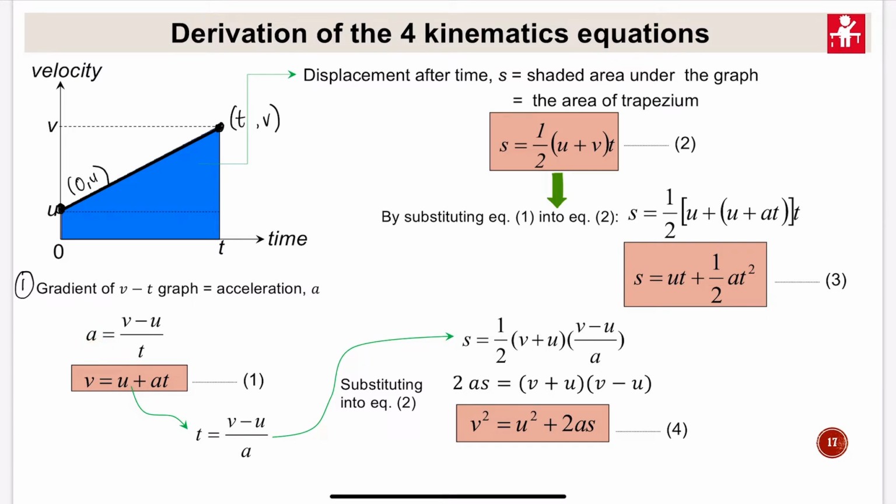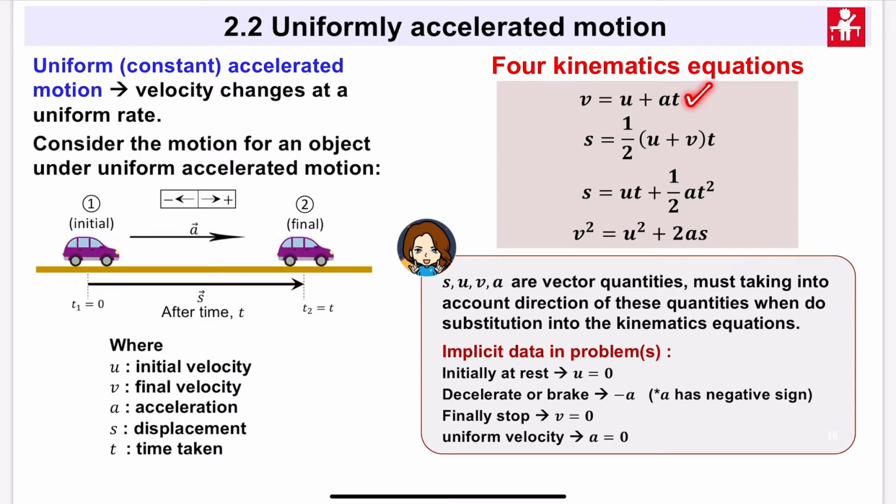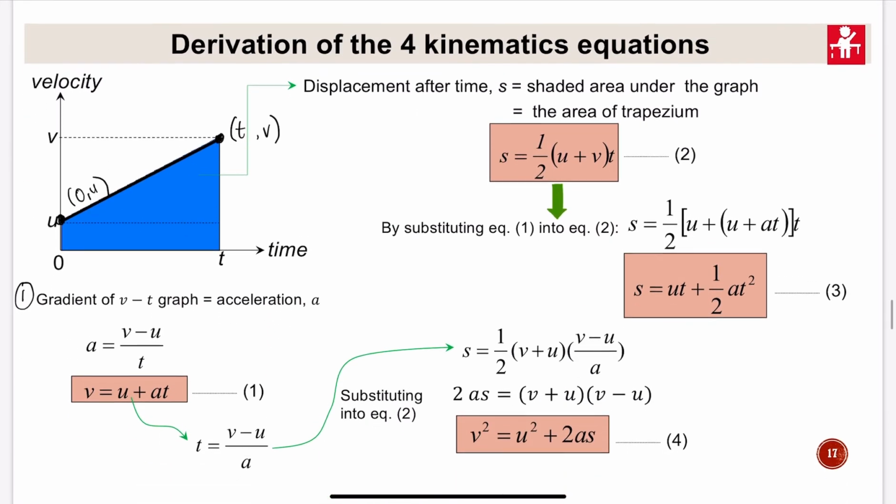Okay, so make v as a subject. Kita pindahkan t to the left hand side, and then u kita pindahkan to the left hand side will be plus. So v equals u plus at. That is the first equation for the kinematics equation. So we obtain the equation from the graph, from the gradient of the graph. That is the first concept that we have learned before.